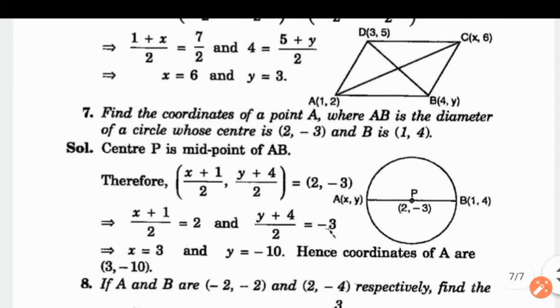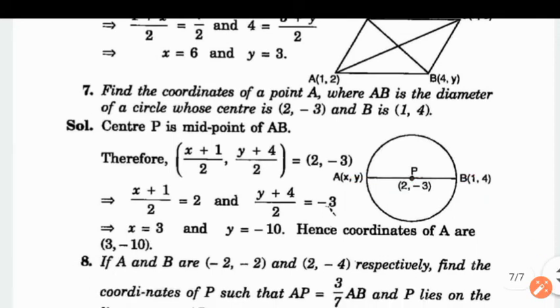Number 7. Find the coordinates of a point A where AB is a diameter of a circle whose center and point B are given. So here we have the figure. We are required to find the coordinates of point A. P is given, B is given. Since P is the center, this distance and this distance must be the same. That means P becomes the midpoint of AB. So let the coordinates of A be x comma y.